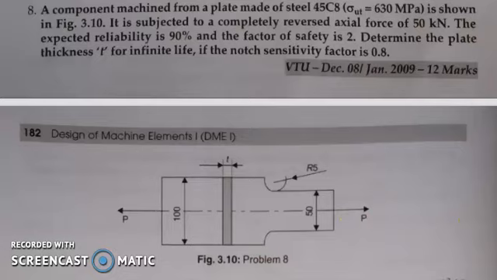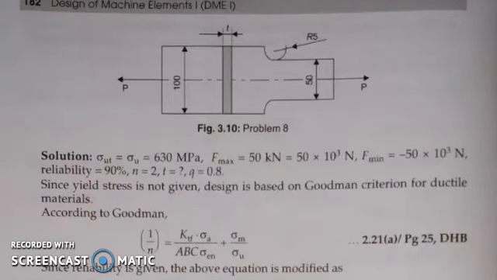We can write the given data as sigma UT is given, that is equal to 630 megapascal. F max is given, that is equal to 50 megapascal, 50 kilonewton, sorry. That we can convert into Newton, that is equal to 50 into 10 raised to 3 Newton. F min is equal to minus 50, that is the axial load, reverse loading. The reliability is given, that is equal to 90% and the factor of safety is given, that is equal to 2. We have to find the value of T, and Q is given, that is equal to 0.8.